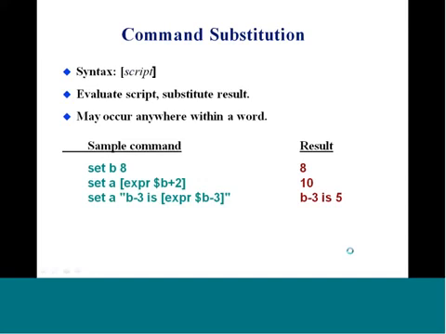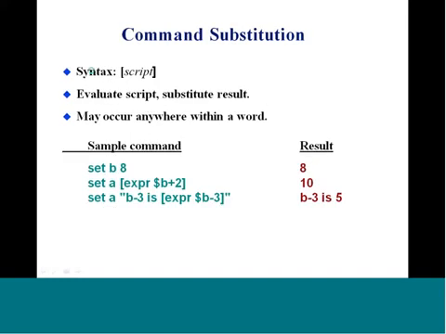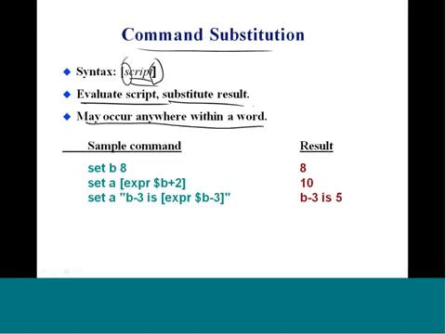Now the second aspect that I talked about, which is the command substitution. For the variable substitution, the key character is the dollar. For the command substitution, the key characters are the square brackets. So any script which is embedded within square brackets, it interprets as a command and then executes that command. So essentially it is evaluating the script and then substituting the results. And it may occur anywhere within a word.